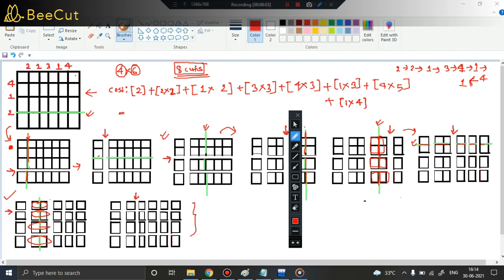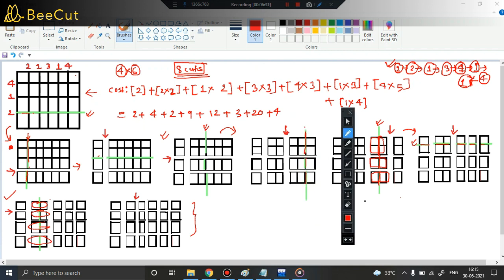What is the total cost? Total cost now, as per this situation where I just followed this sequence: first I cut this edge with cost 1, edge with cost 3, edge with cost 4, edge with cost 1, again edge with cost 4, again edge with cost 1. I followed this sequence, and the cost will be equal to basically 2 plus 4 plus 2 plus 9 plus 12 plus 3 plus 20 plus 4. What is the cost? 2 plus 4 is 6, plus 2 is 8, plus 9 is 17, plus 12 is 29, plus 3 is 32, plus 20 is 52, and plus 4 is 56.